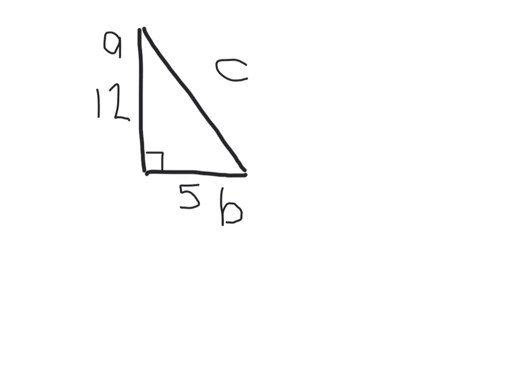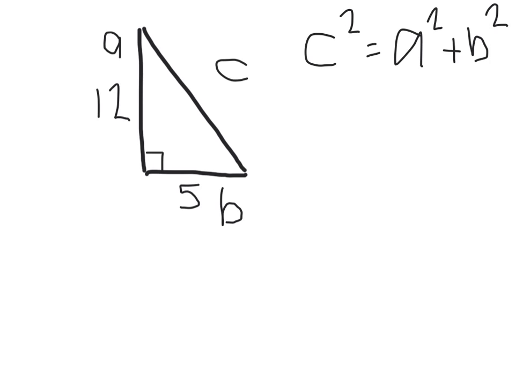So we have a triangle that has two short sides that we've labeled A and B, and they're 12 centimeters and 5 centimeters. Using our Pythagoras theorem formula, we can find out what the length of C is. From your introduction, you should have seen this formula: C squared is equal to A squared plus B squared.